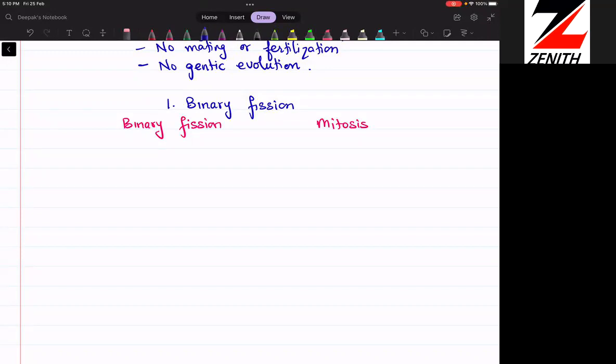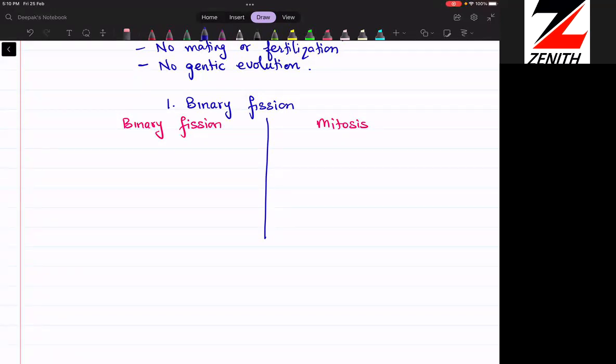Anyone? I've changed the question now. So it's a 2 marks question. Write two differences between binary fission and mitosis. So when offspring are produced in binary fission, they eventually grow a nucleus, but in mitosis, there is a nucleus present in them after division.